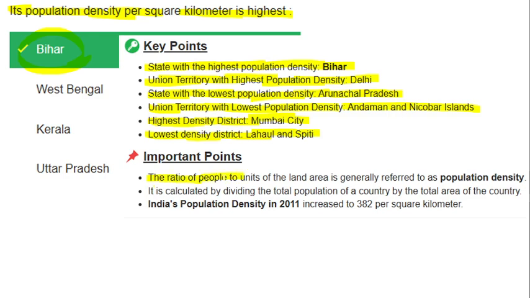The ratio of people to units of the land area is generally referred to as population density. It is calculated by dividing the total population of a country by the total area of the country. India's population density in 2011 increased to 382 per square kilometer. Next.